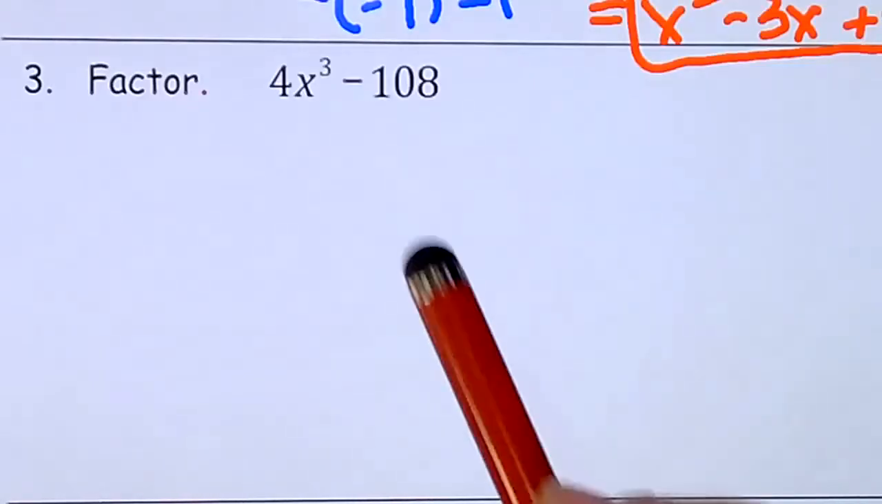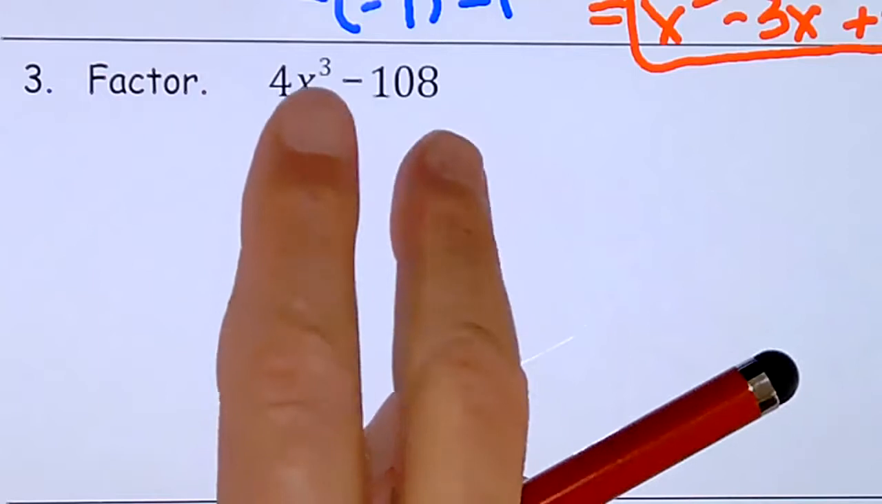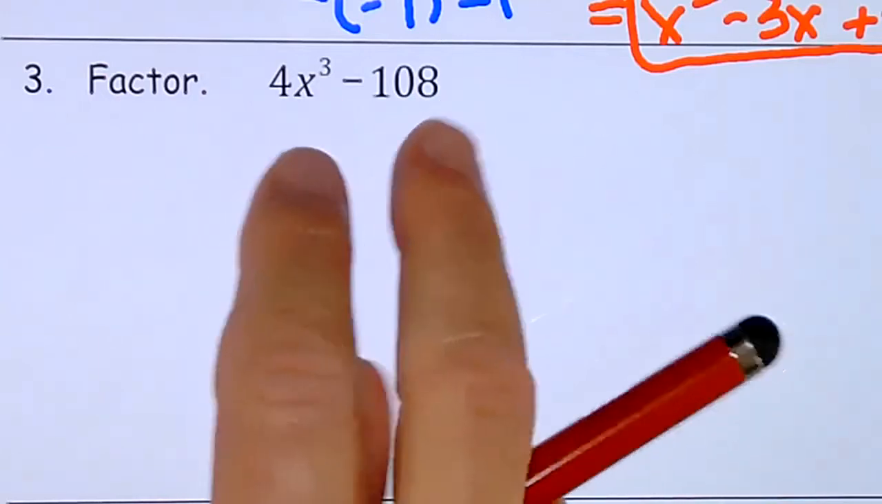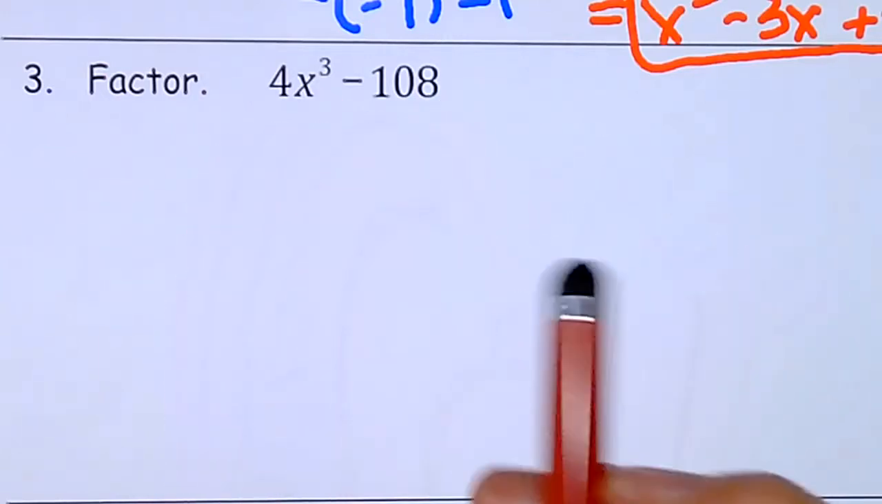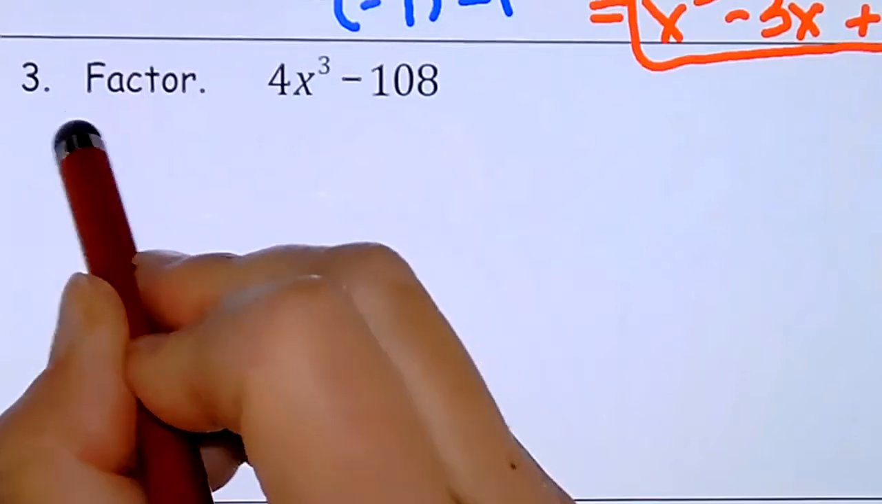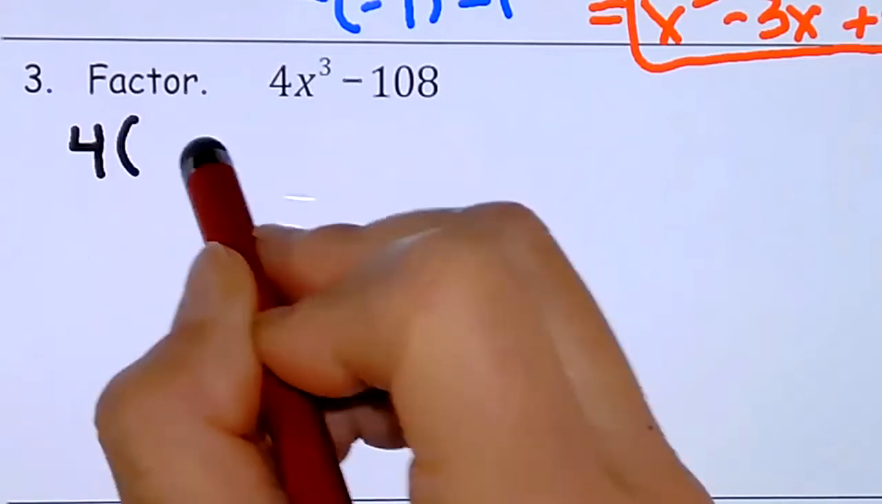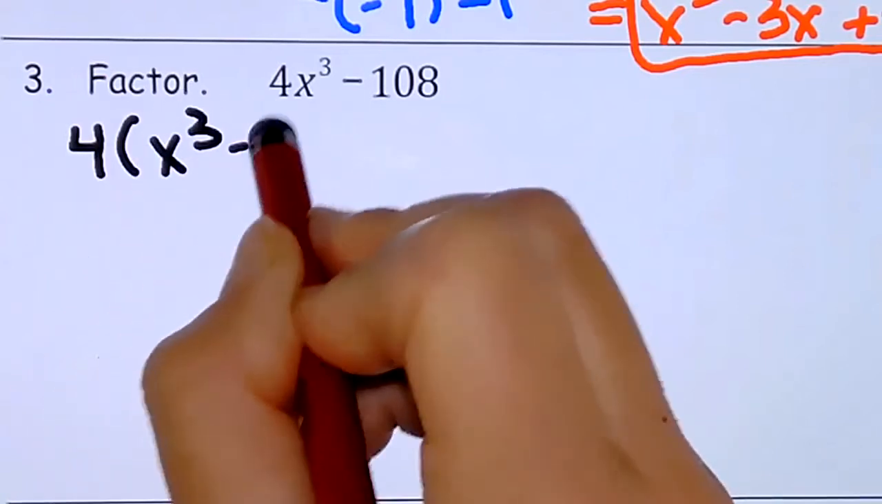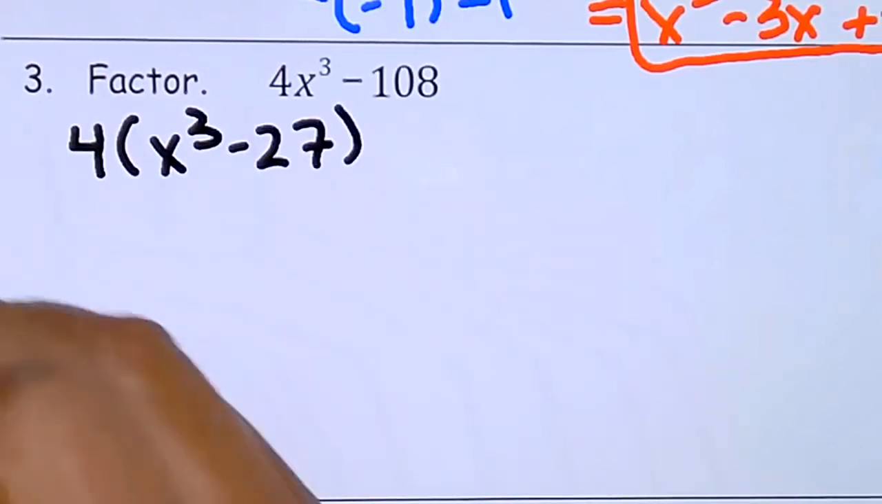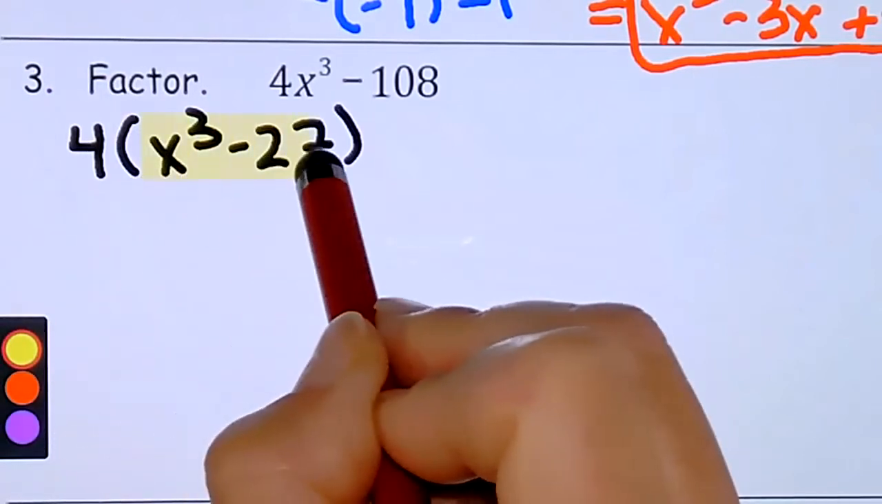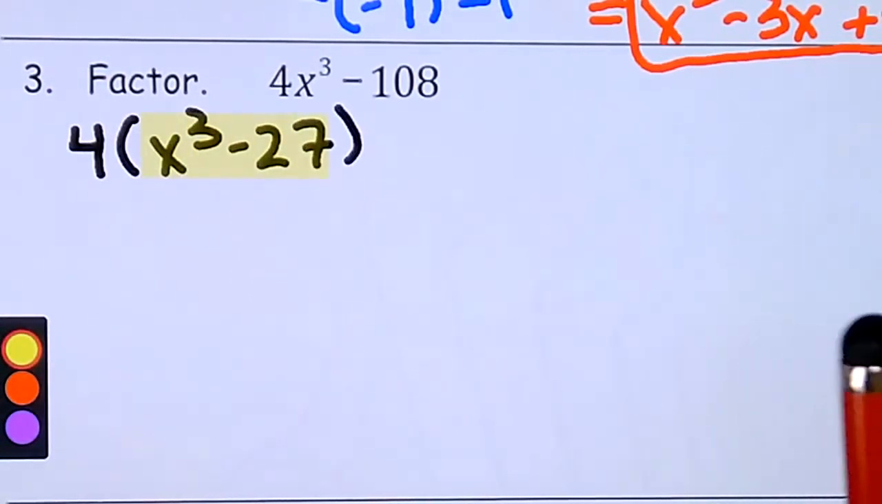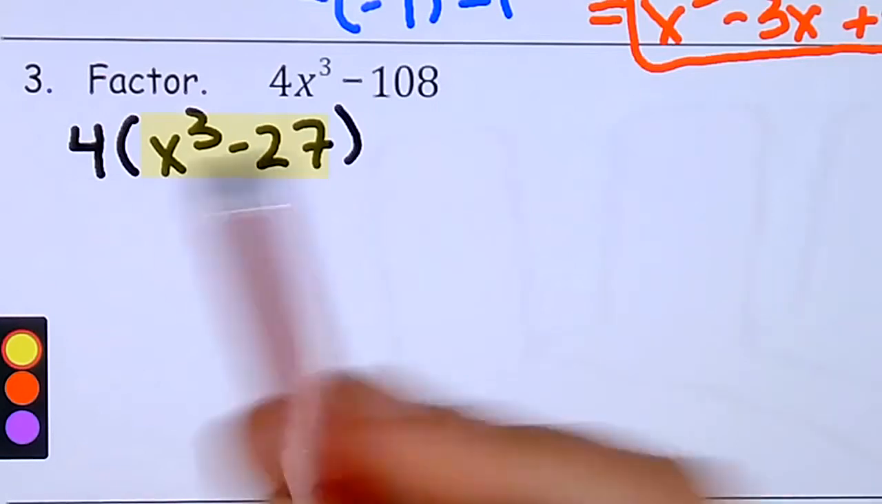So on number 3, first thing you want to always do is ask yourself, can you factor something out? And you actually can take a 4 out of both of these. So I am going to factor out my 4. Let me grab my pen. I'm going to factor out my 4, and I'm going to get x to the 3rd minus 27. Now this x to the 3rd minus 27 is a difference of 2 cubes.